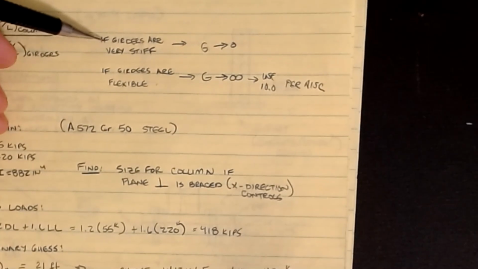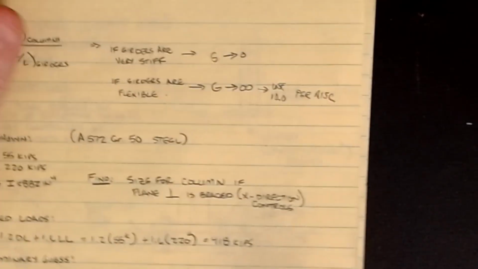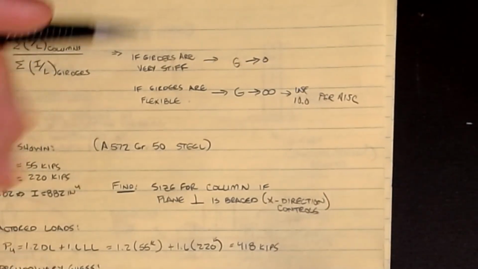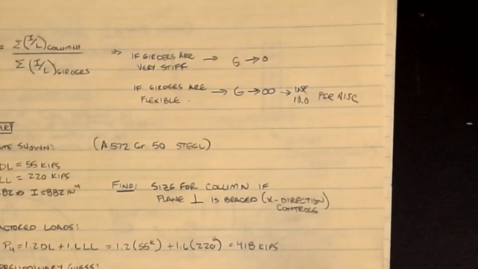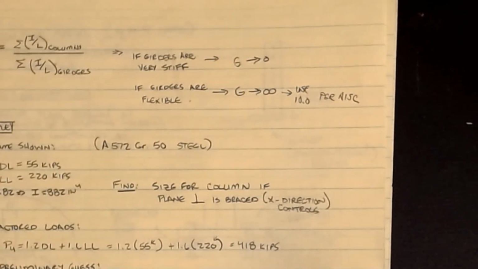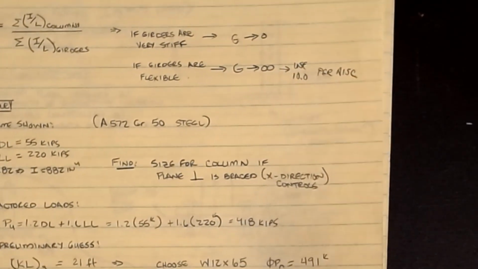Okay, if the girders are very stiff, meaning that it's like a fixed condition with a column that's coming into it, then you're going to take a G value of 0. So this would be a fixed support condition, if you will. All right, and so you can see that.